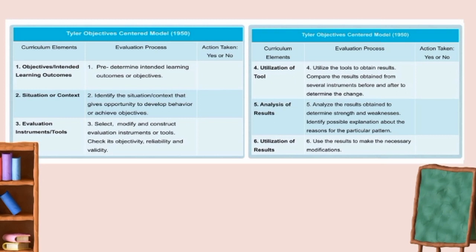Second is situation or context. An evaluation process identifies the situation, context that gives opportunity to develop behavior or achieve objective.